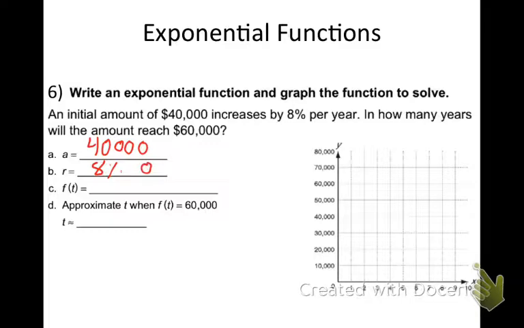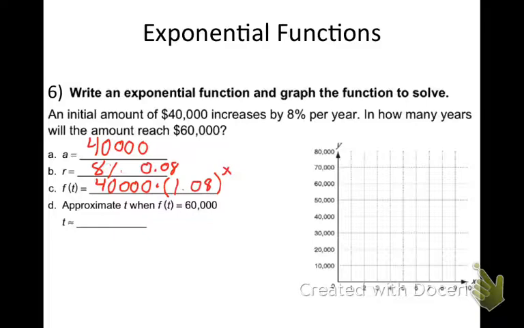Now, what is that as a decimal? 0.08. Nice job. Because again, I moved it 2 spots there. So what is my equation going to be here? It's going to be my starting amount, which is what, Jack? 40,000. So 40,000 times 1 plus my rate gives me 1.08 to the x power. And I would graph that function now.